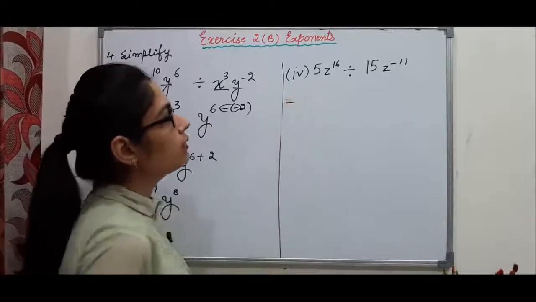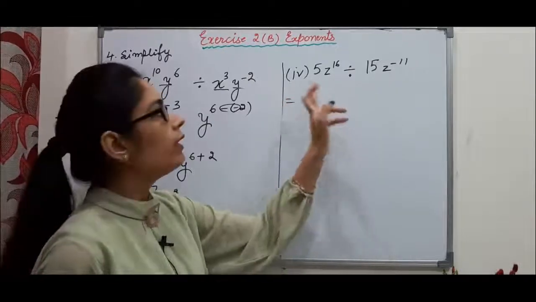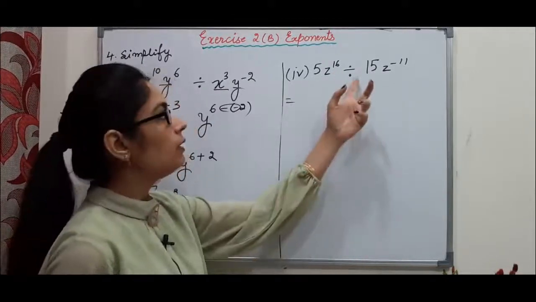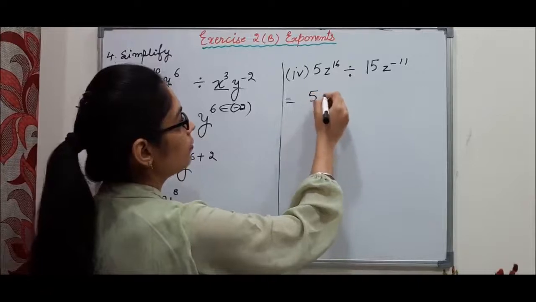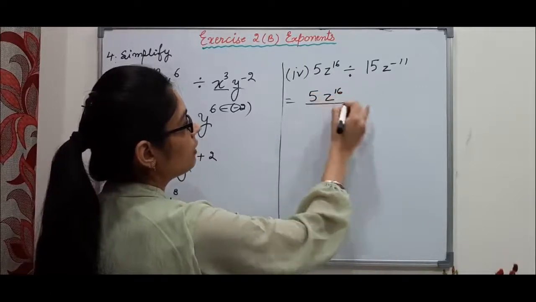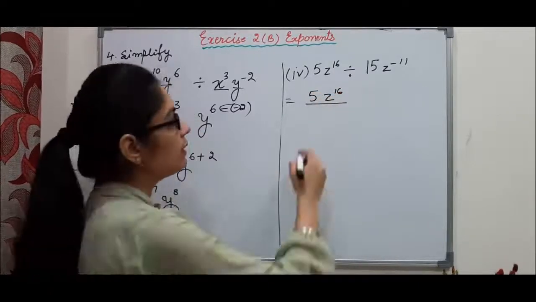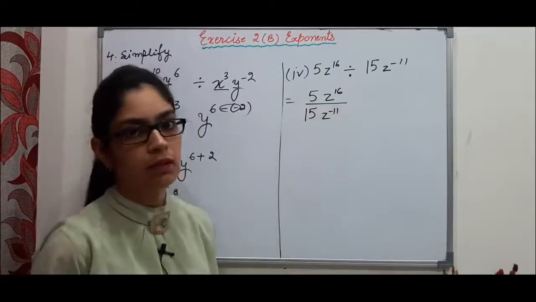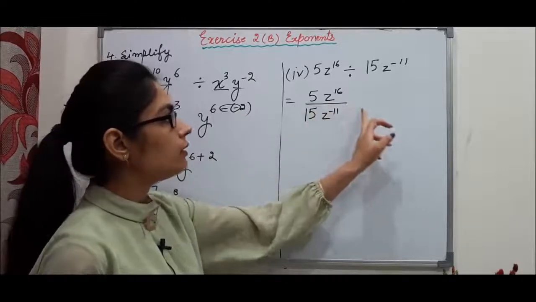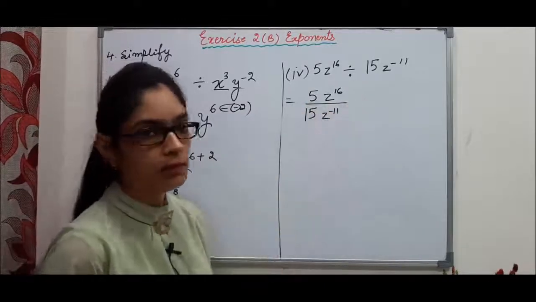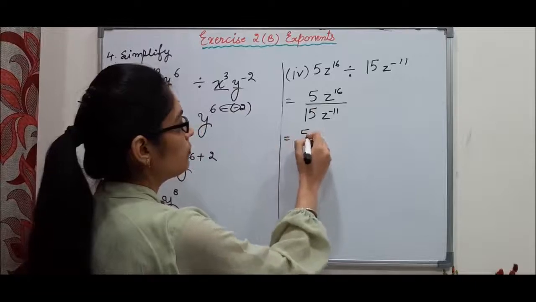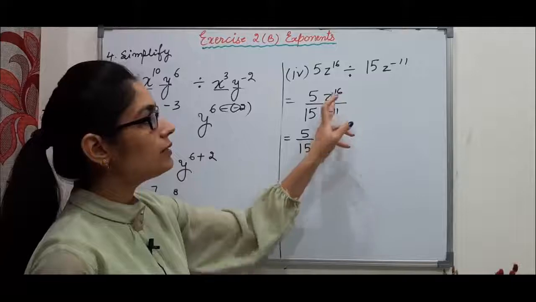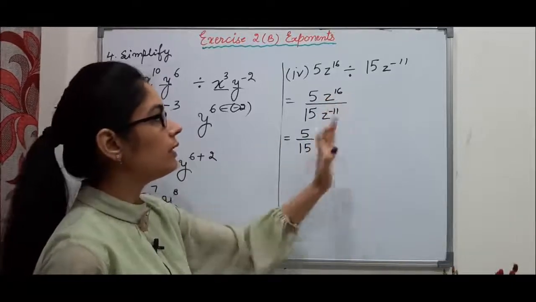In next part we can see only z is same. Here it's 5 and it is 15. So when all the bases are not same, this division we can write in fraction form. So 5 into z to the power 16 by 15 into z to the power minus 11. This division we can write in this way, because this sign also means division only. So 5 by 15 I can write separately, they are getting divided. These two bases are same, both z, here also z, here also z.